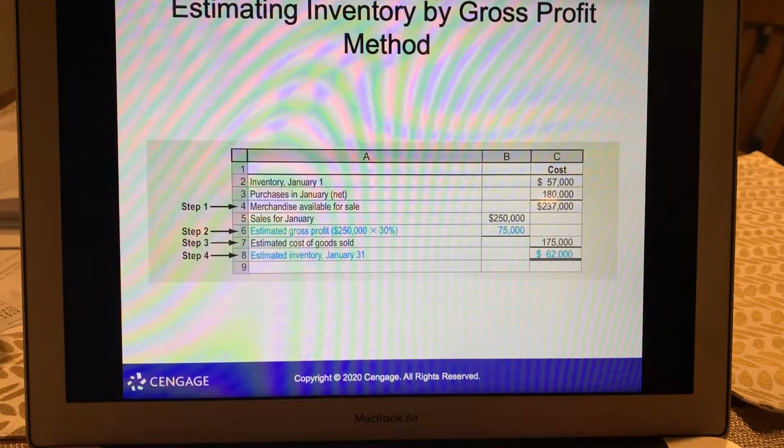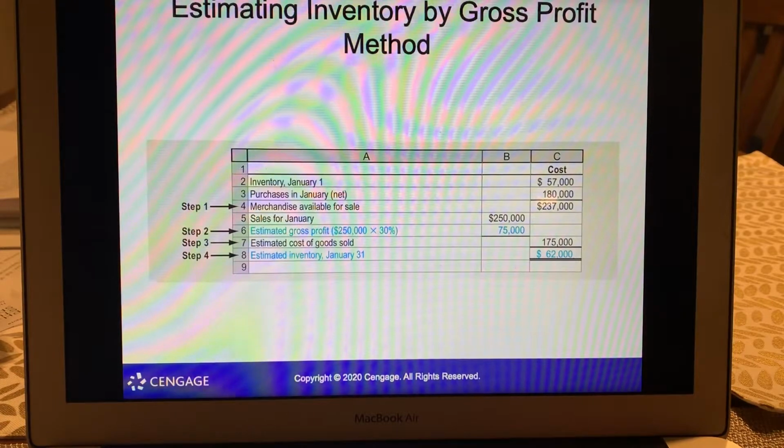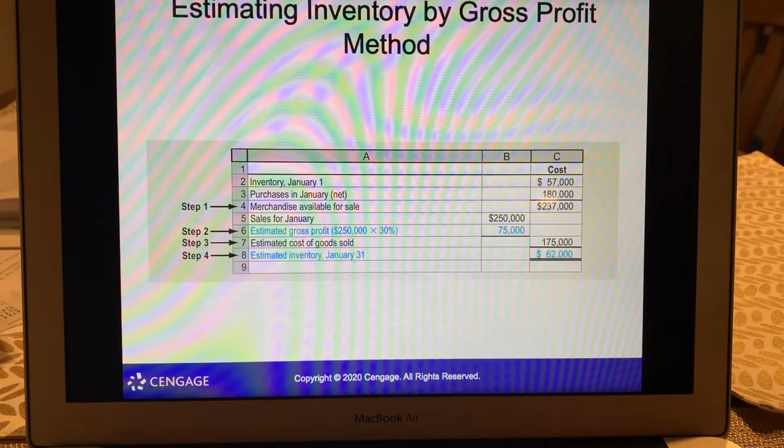So remember LIFO, FIFO, and weighted average, and then comparing them, the benefits of using each: first in, first out, last in, first out, and then the weighted average.